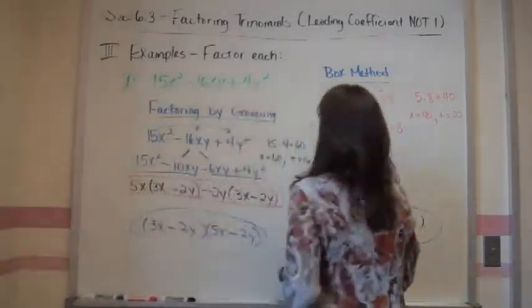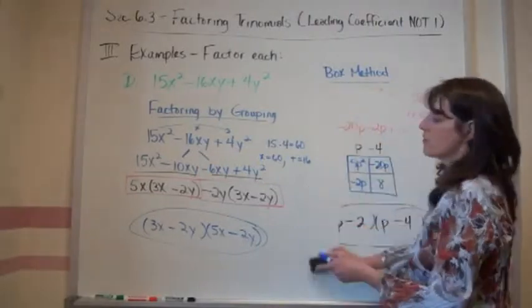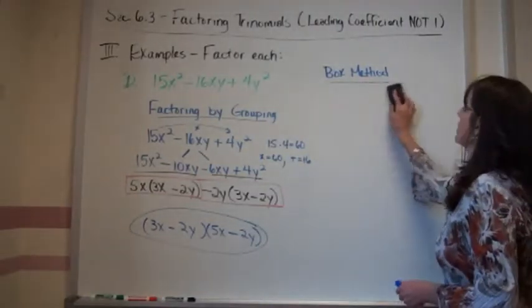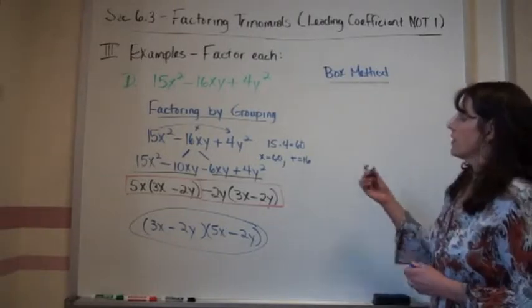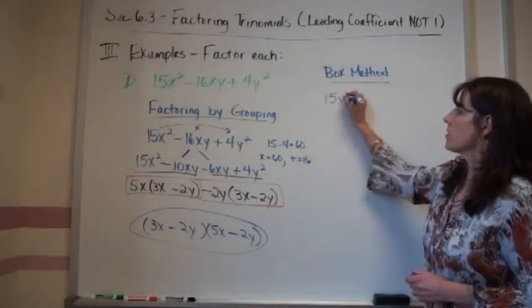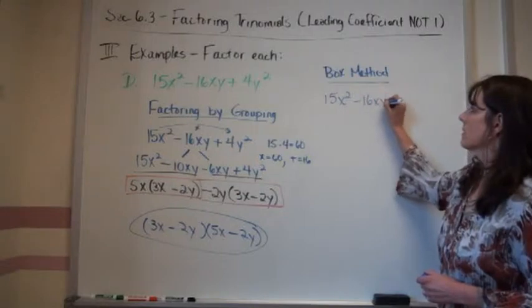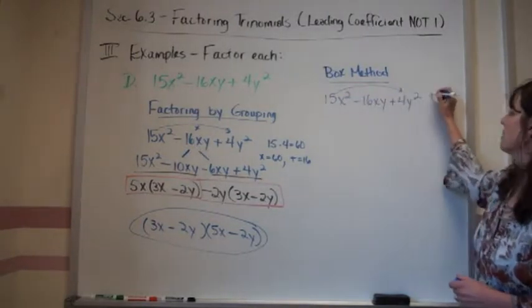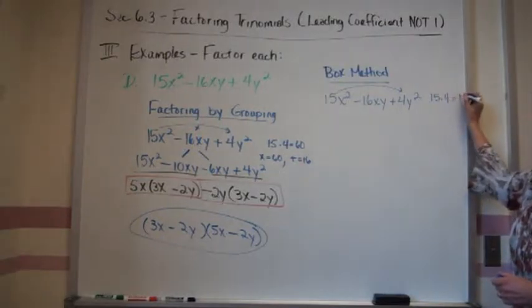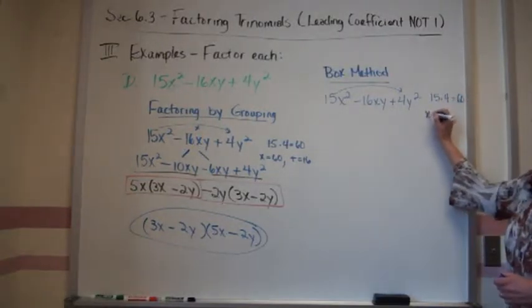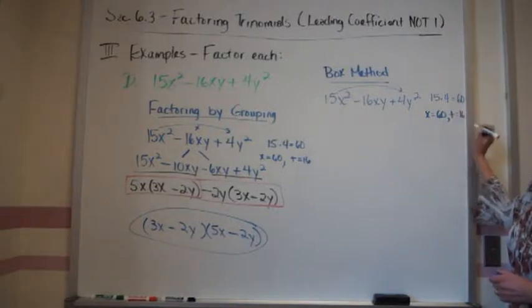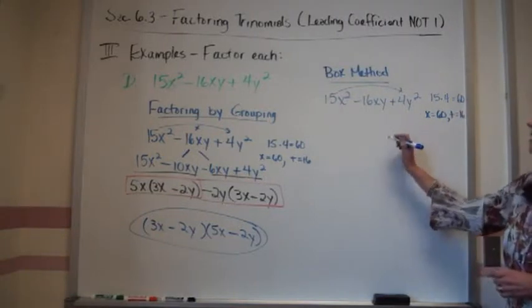So that's how you do factoring by grouping, and you can see that having the extra variables in there really doesn't change anything at all. So what happens with the box method? Well, with the box method, we start off the same way. So I'm going to multiply the 15 times the 4 to get that 60. And that tells me I want two numbers that will multiply for 60. Those two numbers are going to add for the 16 because the signs are the same.